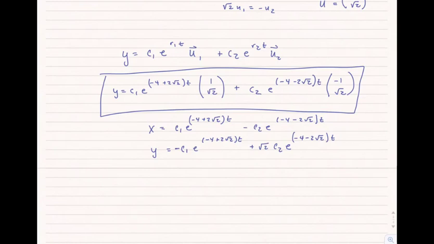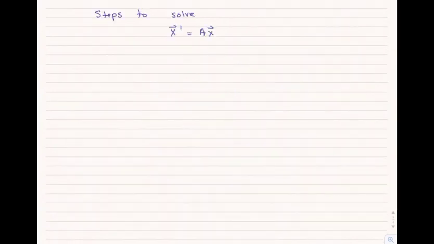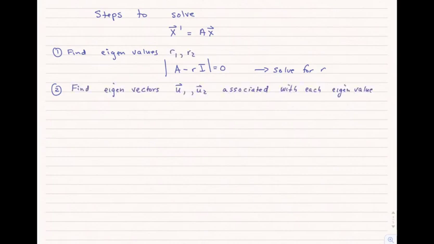So let's review the steps we're going to use to solve this type of differential equation. First, we find our eigenvalues. In order to do that, we take the determinant of A minus r times I and set it equal to 0, and we solve for r. Our next step is then to find the associated eigenvectors with each eigenvalue. In order to do that, we use the following equation. And finally, we build our solution given those two separate values, like so.